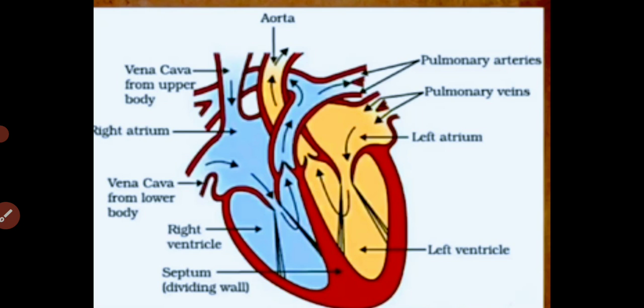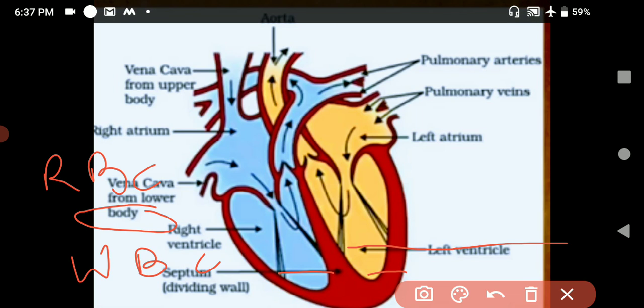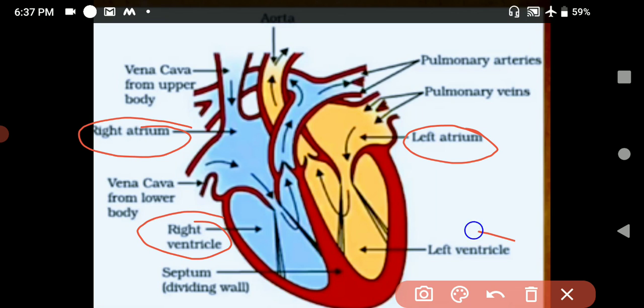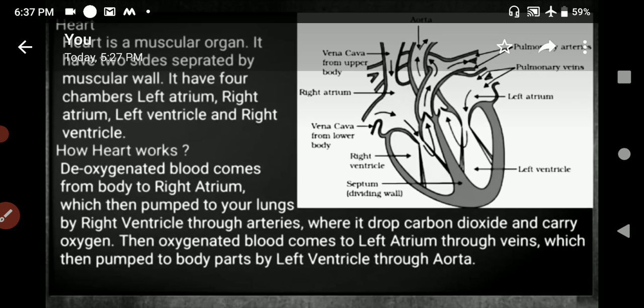Okay, it consists of four chambers: right atrium, left atrium. These are the right and left atrium, which are responsible for receiving the blood, and the two lower chambers are known as right ventricle and left ventricle, which are responsible for pushing the blood. Okay, so now we will discuss it just after the introduction there.